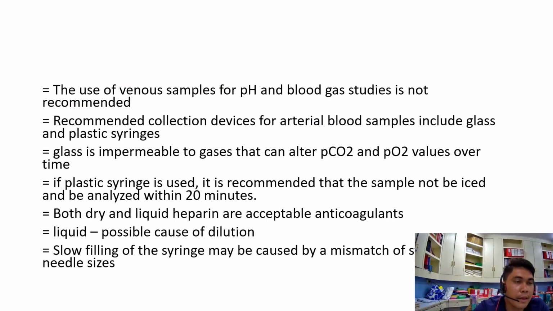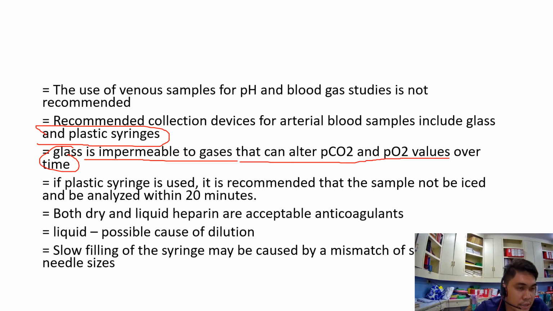Okay. Next, the use of venous samples for pH and blood gas studies is not recommended. So for blood gas analysis, the preferred sample is arterial blood. Recommended collection devices for arterial blood samples include glass and plastic syringes. If you're going to use glass, then after collection you can place the syringe in a slurry of ice water because glass is impermeable to gases that can alter PCO2 and pH values over time. If a plastic syringe is used, it is recommended that the sample not be iced and be analyzed within 20 minutes.